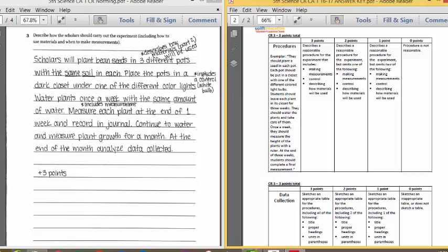They need to make sure that they are including a control, so some sort of white bulb. And they need to be watering the plants once a week, measuring at some point, and continuing to measure and analyze the data at the end.